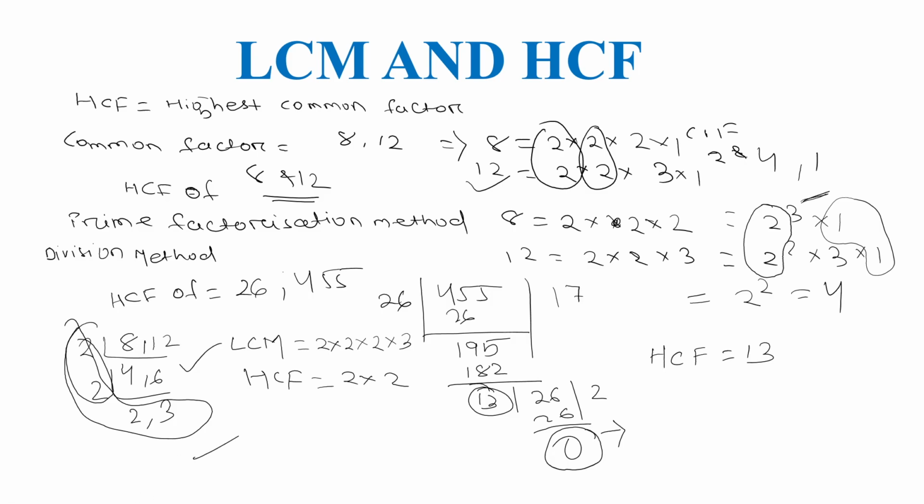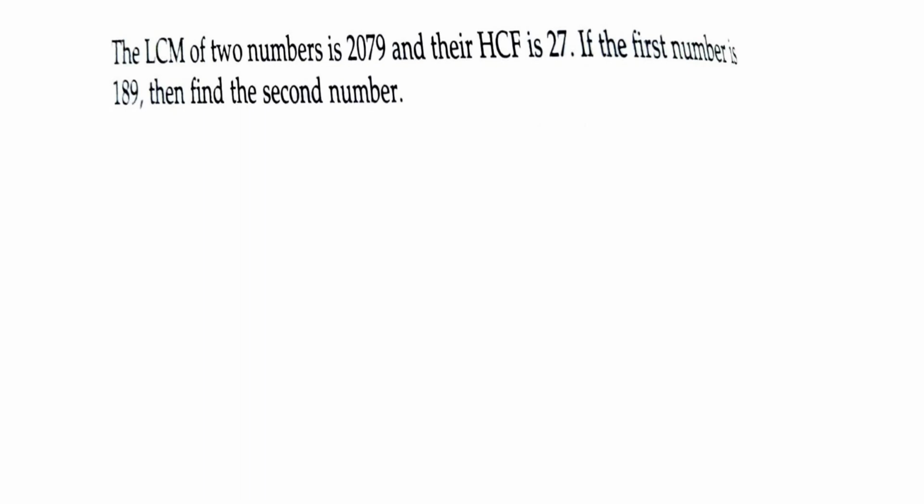Okay, let us go to the most important thing. Now we will see how we solve different types of problems. Okay, I am going to give you trick number 1. Trick number 1, what is written in this? The LCM of two numbers is 2079 and their HCF is 27. The first number is 189, then find the second number. There is a rule always. Okay, so what is that rule?